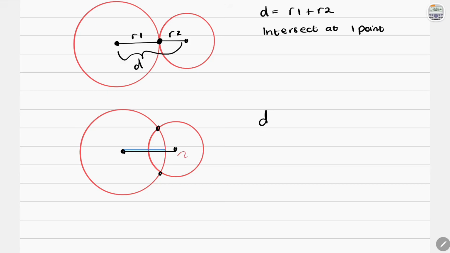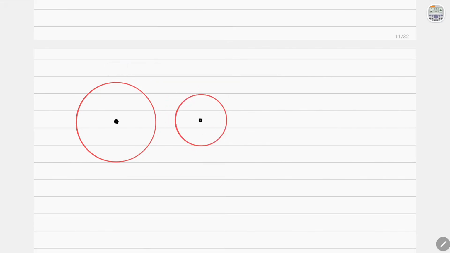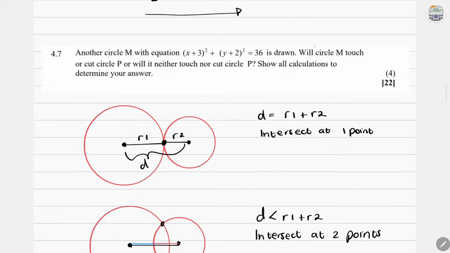Because you're going to add from there to that circumference, and from here to this circumference, and so that is going to really just be shorter. So the distance will be less than radius 1 plus radius 2. And then if the circles do not intersect at all, then you will see that the distance, as you can see, is much larger now. The distance between their centers would be greater than the addition of their radii. Okay, so the distance will be greater than radius 1 plus radius 2. That's all we need to focus on.